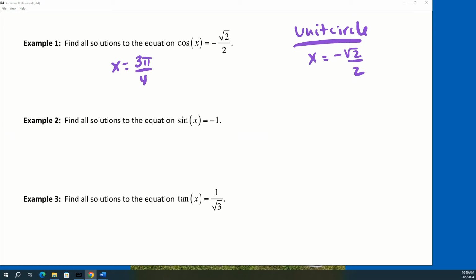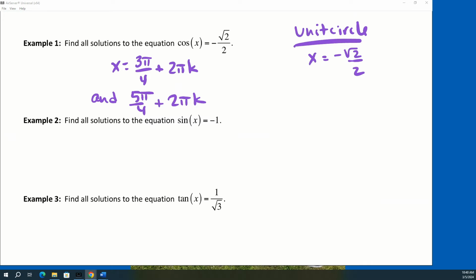Now we have to represent all of the angles. So if I added 2 pi to this, or if I added 4 pi, or if I added 6 pi. So to that, I'm going to add 2 pi k. All right, and there's another one. What's another one on the unit circle? 5 pi over 4, thank you. And then to represent all of the solutions, I would add 2 pi k to that. All right, now I know that's kind of weird. We're going to keep going. You're going to be okay.